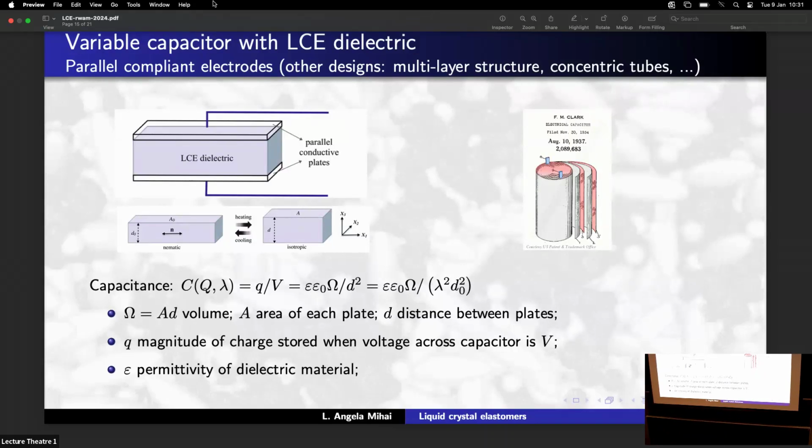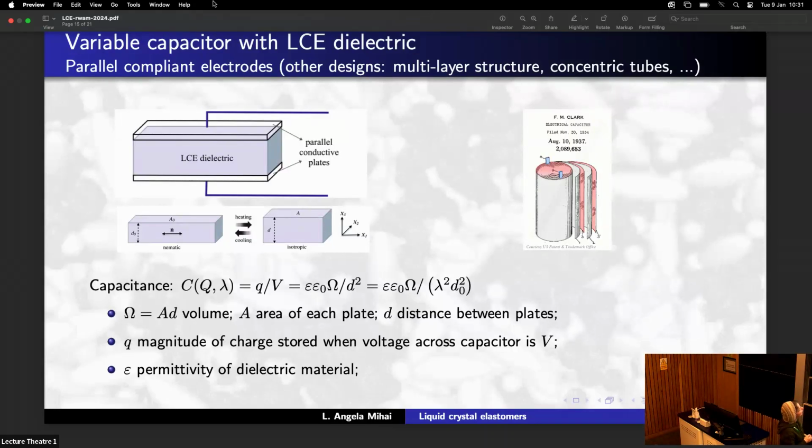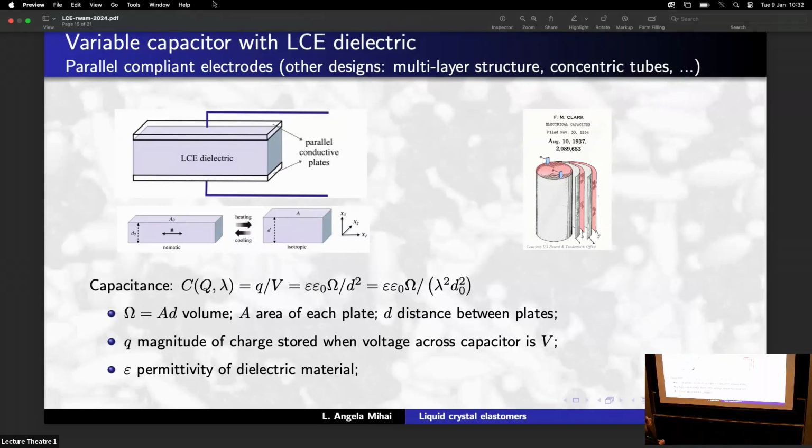So this is what the capacitor looks like. It's between two transparent electrodes, and we'll have a liquid crystal elastomer dielectric in between. The capacitance here, you can see, depends on the volume and on the permittivity, which is defined by epsilon. Then you've got the surface area and you've got the distance.